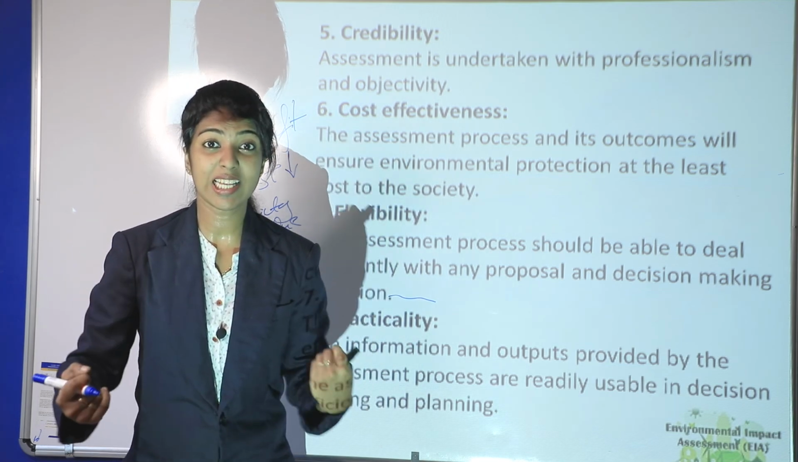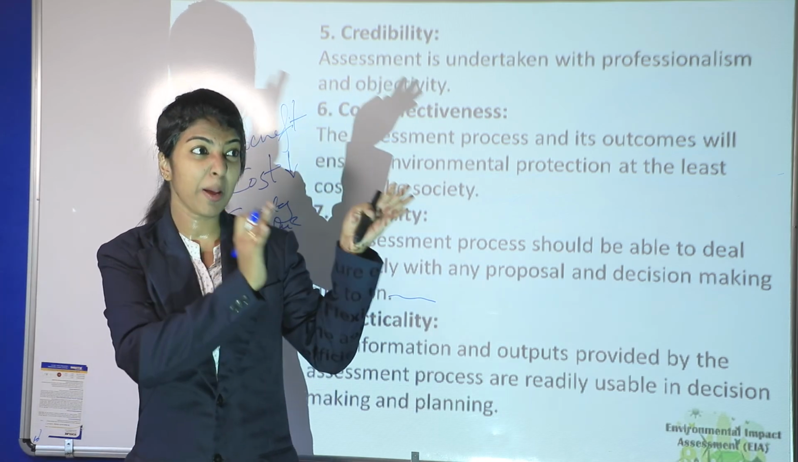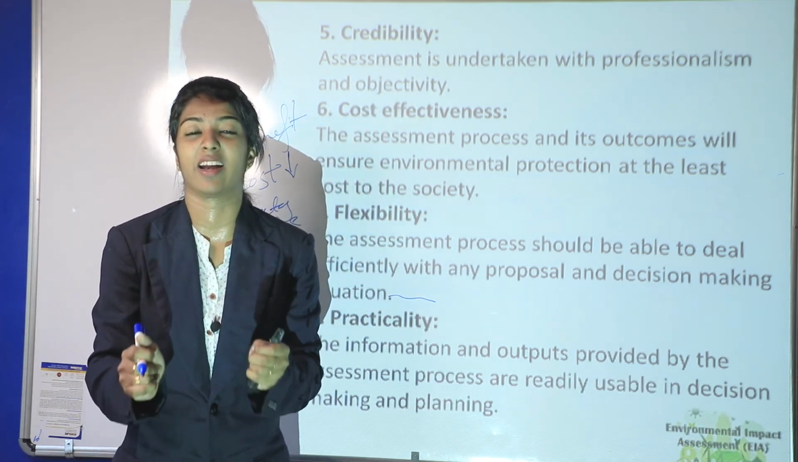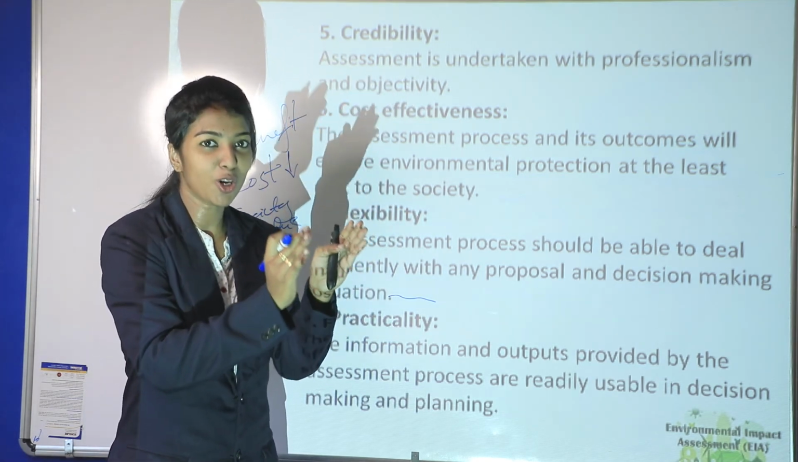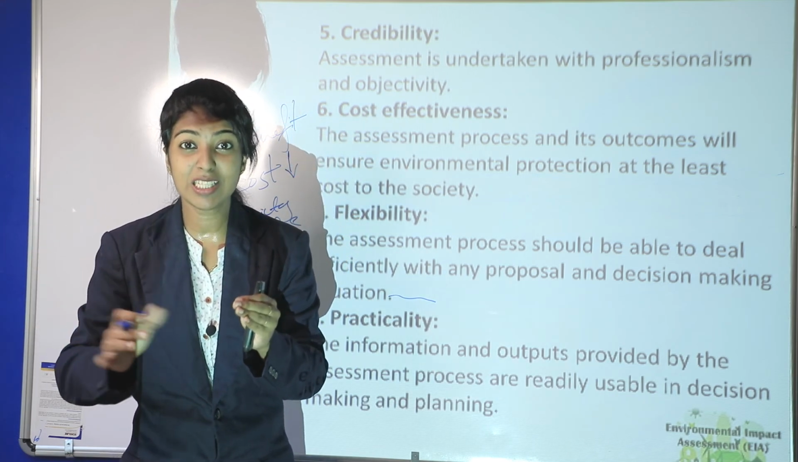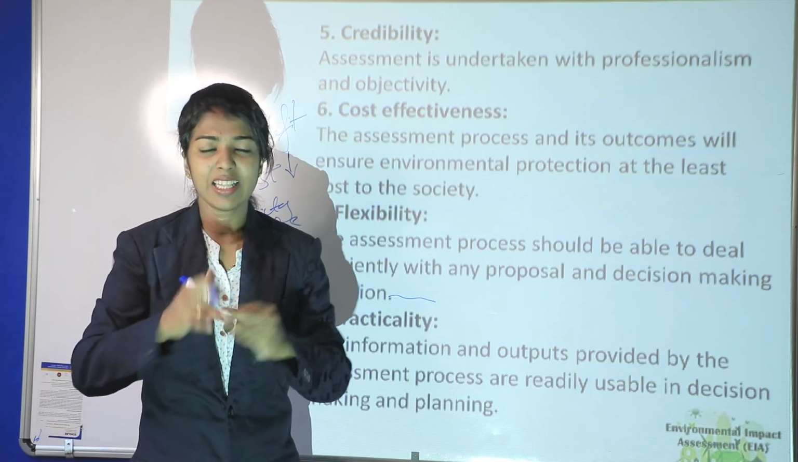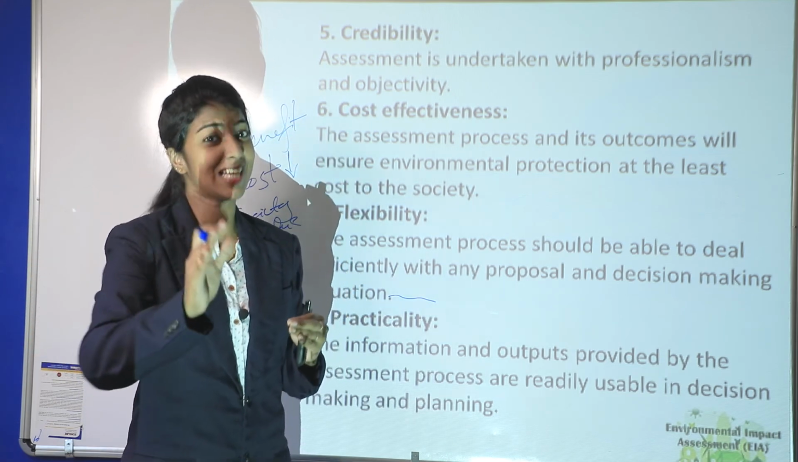So we should be flexible. When such a thing happens, we should have a B plan. A plan and B plan should be there. Why? Because if some plan doesn't work out, clearly we have to take the second plan into consideration. So the plan and the decision making should be flexible.